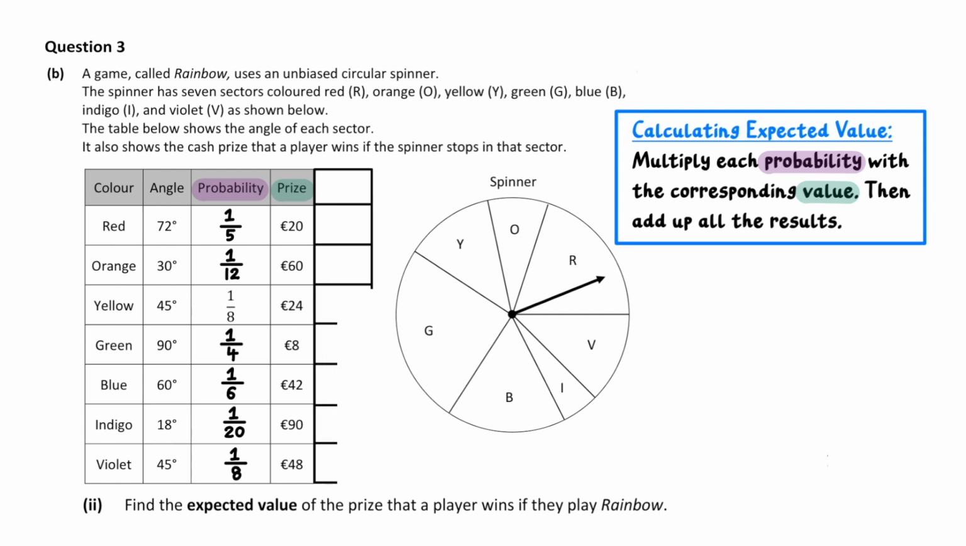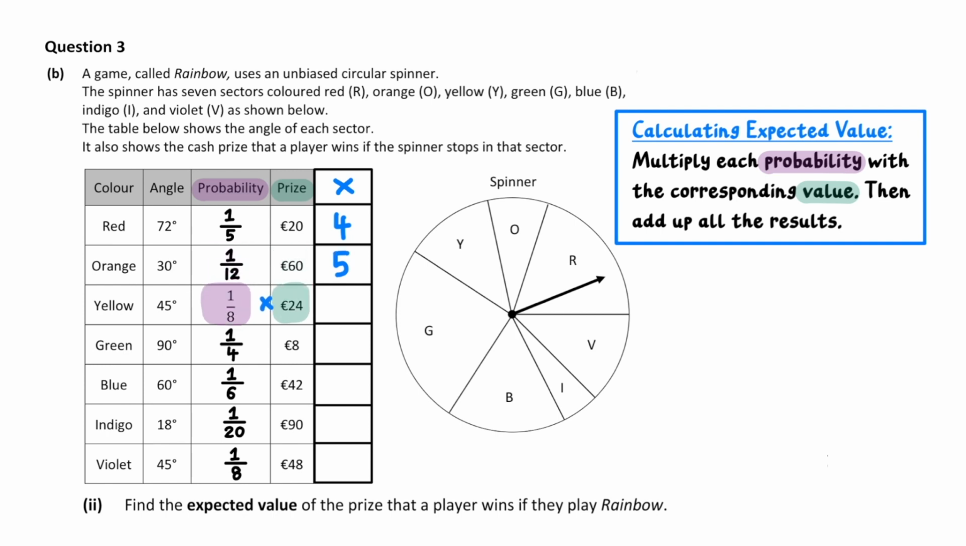It'll be useful to extend our table with an extra column to write in these values. Red has a probability of 1 over 5 and a prize of 20. Multiplying these together gives us an answer of 4. Orange has a probability of 1 over 12 and a prize of 60. Multiplying these gives us 5.